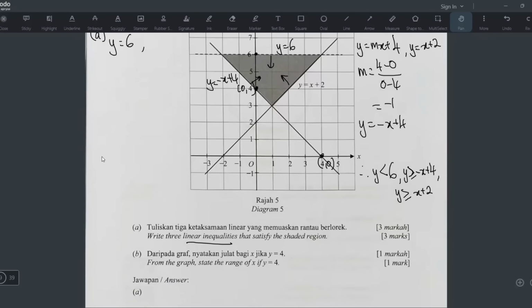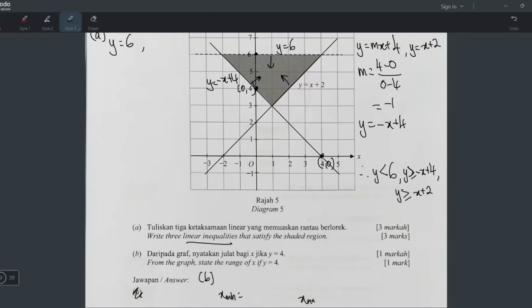Now let's do B. From the graph, state the range of x if y equals 4. So if you want to find the range of x, it means you need to find the x minimum value and the x maximum value.